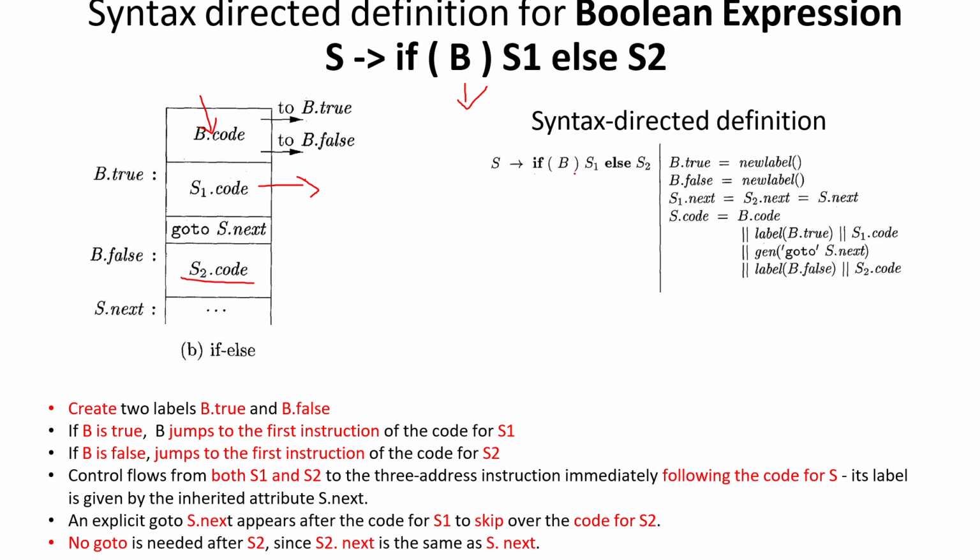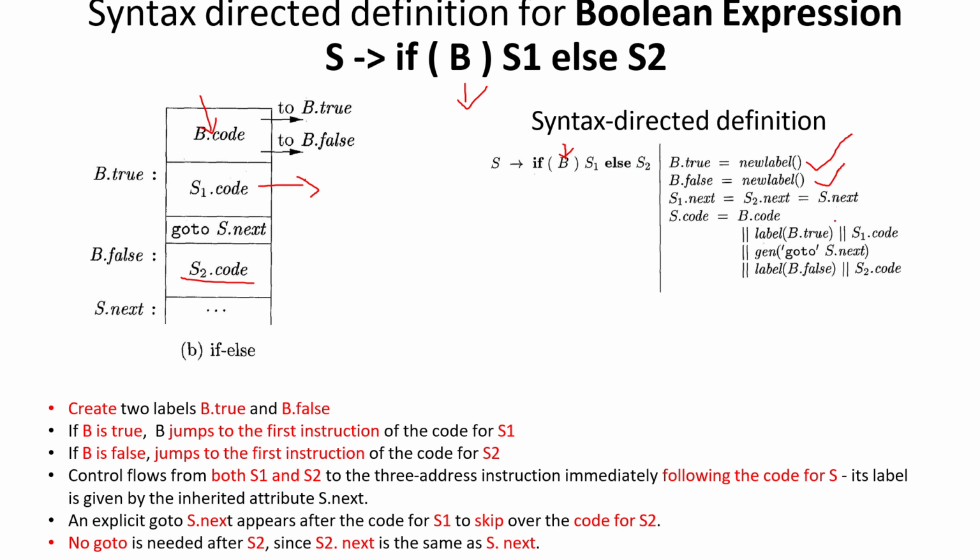So this is a syntax directed translation. First, we have to create two labels, one for true and the other for false. So B dot true equals new label, B dot false equals again a new label. So what is S1 dot next? S1 dot next equals S2 dot next equals S dot next.